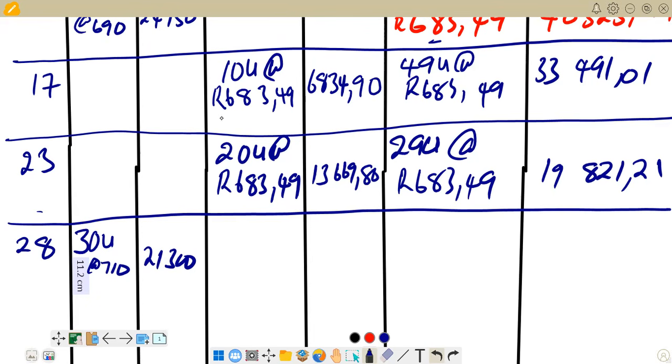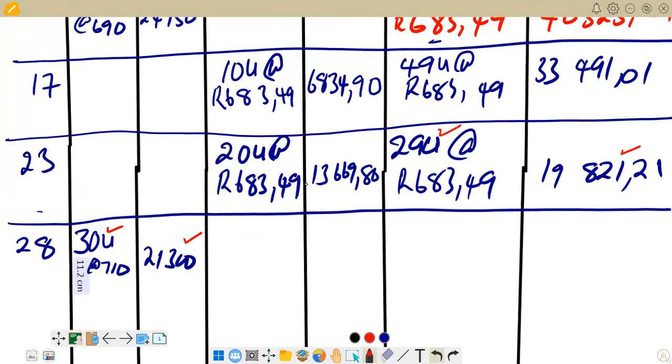Having calculated this, we now calculate the weighted average. We are going to say 21,300 here, we add 19,821, which was there before. This is the total value, which is the numerator. Then we divide by the total number of units. Previously we had 29 units, and now we have an additional 30, so the denominator will be 29 plus 30. When you divide, the answer that we are going to get is 696.97.